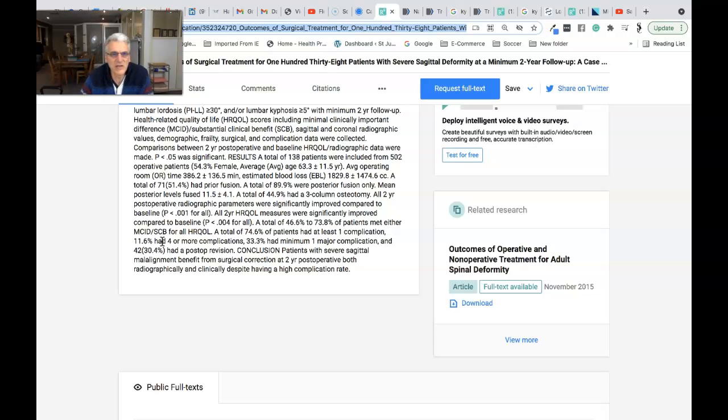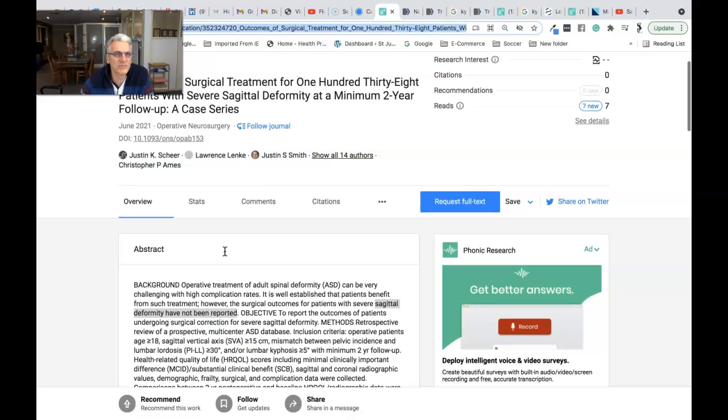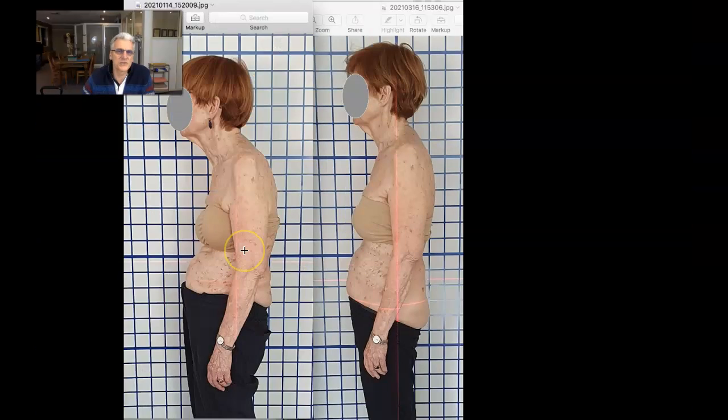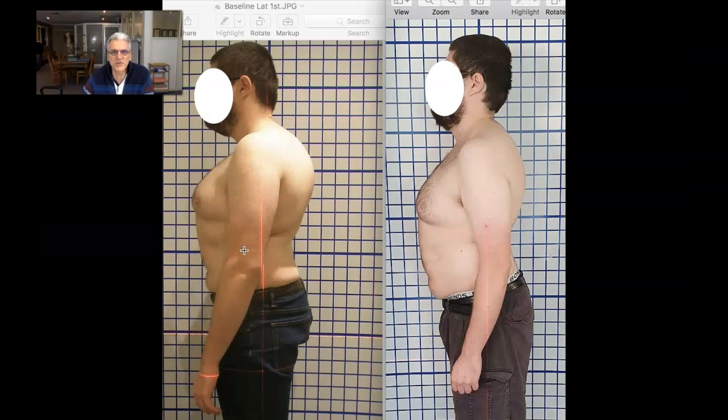1 in 3 of these people at follow-up after 2 years or more had a minimum of 1 major complication, and 3 in every 10 had actually further revision surgery. So again, this paper is from 2021. So that's the sort of option that people are given compared to non-surgical procedures.